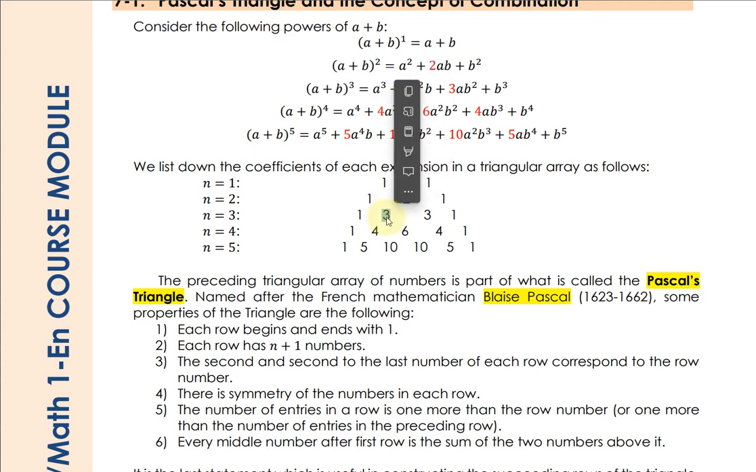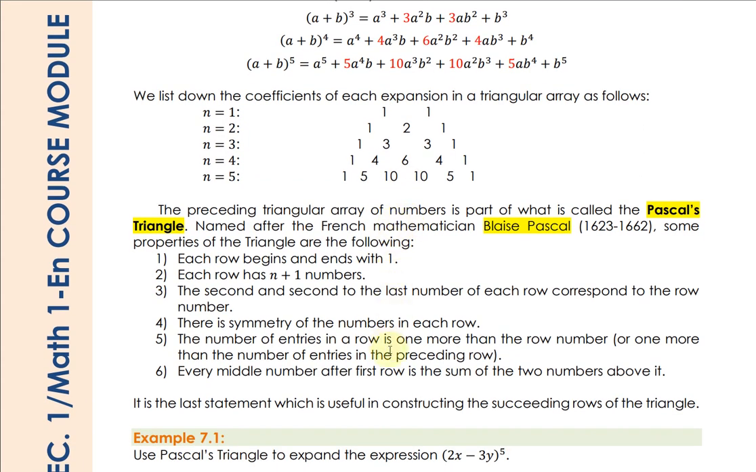The same with 3. The numbers above it are 1 and 2. 1 plus 2 is equal to 3. So 4, that is 1 plus 3. 6, that is 3 plus 3. Then 10, that is 4 plus 6. So that is very useful in constructing the succeeding rows of our triangle.